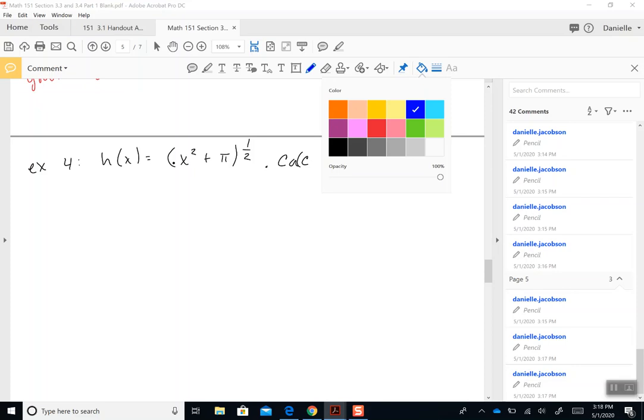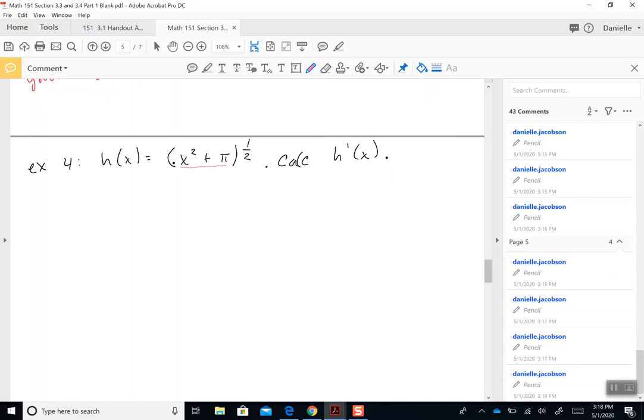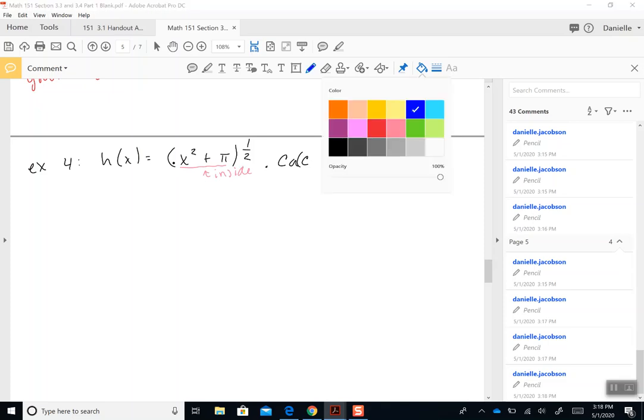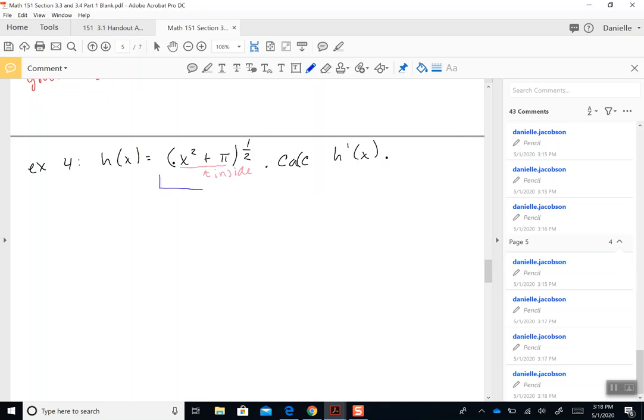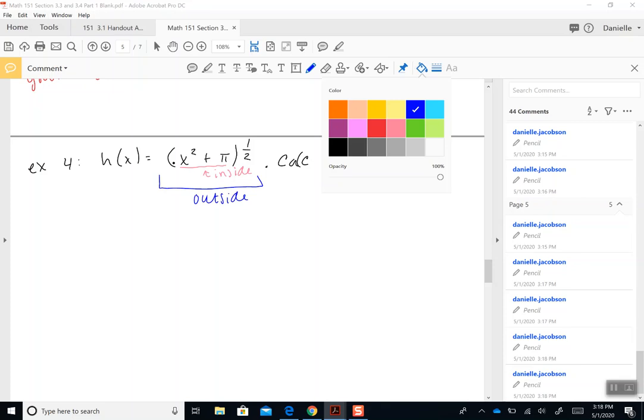So if you look at this, can you tell me which function is on the inside? Which function fits inside? Maybe you said, oh, the x squared plus pi is on the inside of the parentheses, so that is going to be my inside function. Which means that the to the 1/2 part is your outside. So we selected our inside and outside functions.